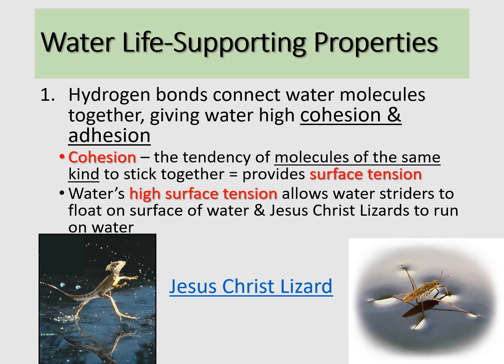Obviously, organisms with a higher mass can't run on water because it's just not possible. But some of these smaller organisms are able to use that surface tension of water and float or run on it.